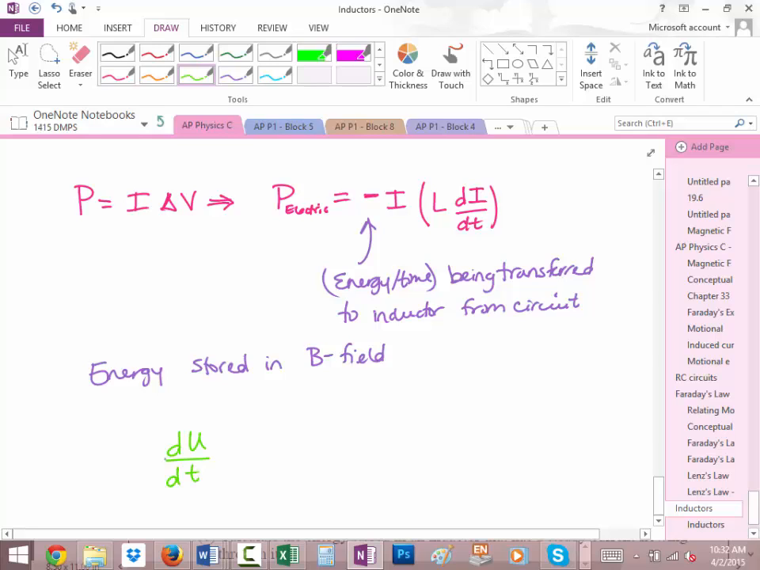The change in energy per time. Oh, that's just power. That's the opposite of power, I should say. So that's going to be plus.